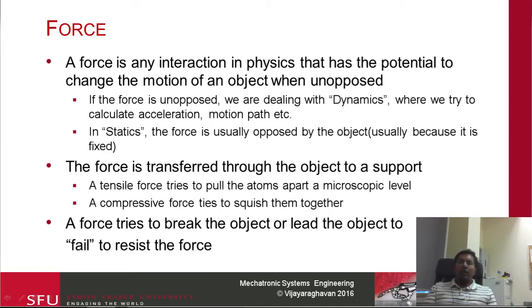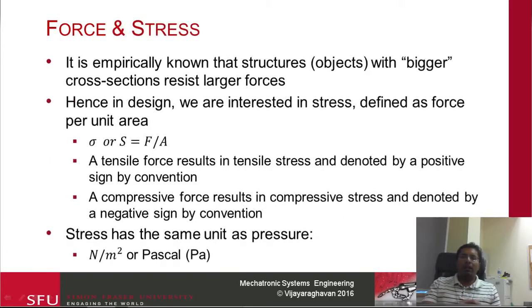Generally, when you apply a tensile force, it's trying to pull the molecules or the atoms of the object apart. And you can have a compressive force, which tries to squish it down to a smaller size. Force tries to break the object, essentially. So the strength is how much force you can apply before the object actually fails. Empirically, we know that if the cross section is larger, you can apply a larger amount of force before the structure fails. So we are interested in force per unit area, which is known as the stress.